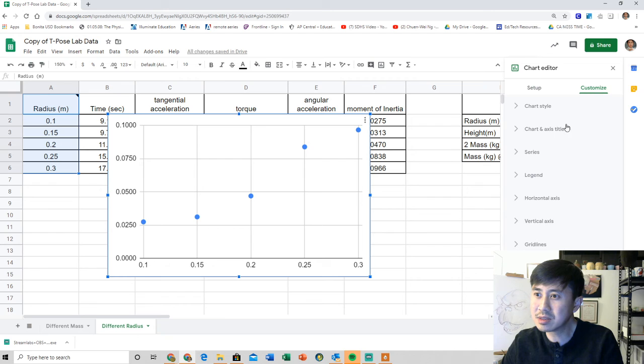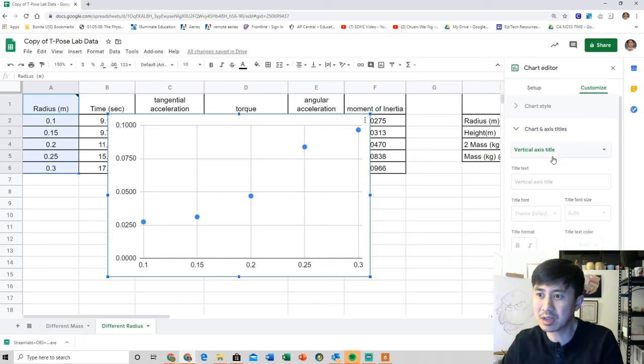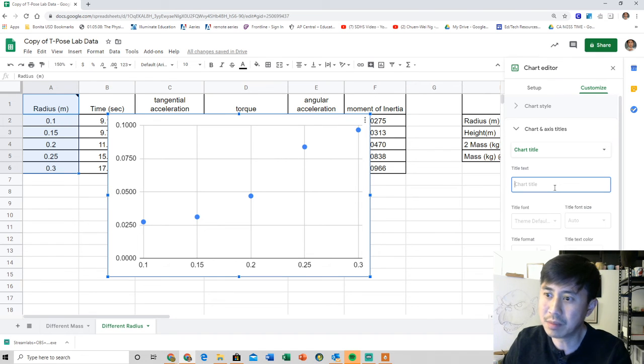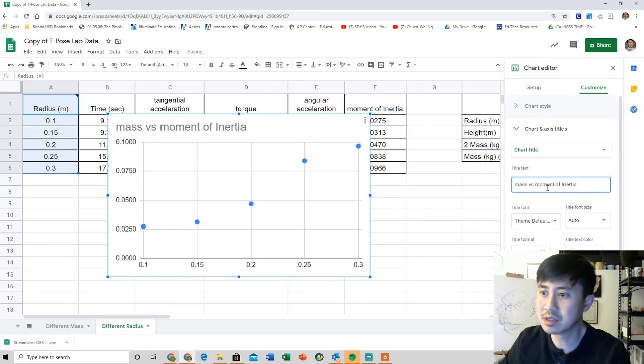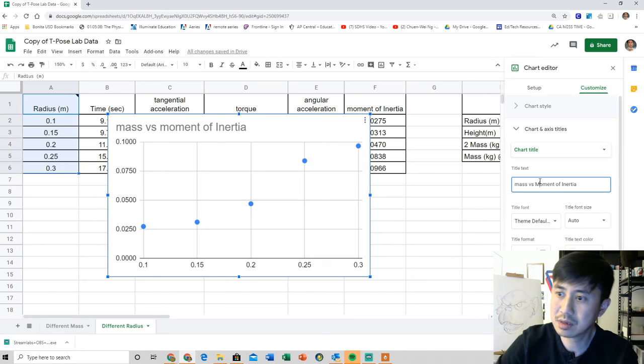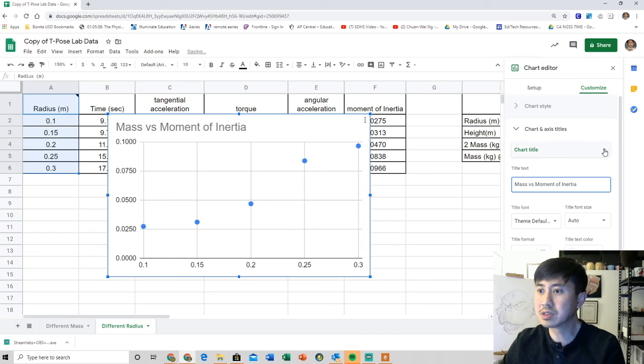Let's go to Customize. Let's go to our chart axes and titles. Let's start with a chart title. This is our mass versus moment of inertia. Let's do capitals because neatness. Good. And then let's go through our axes.